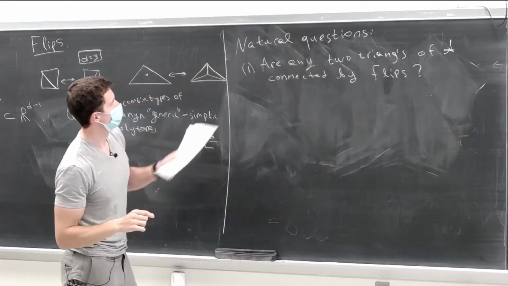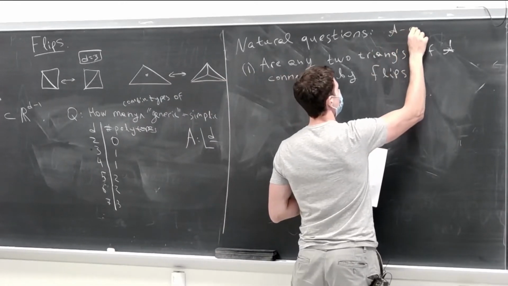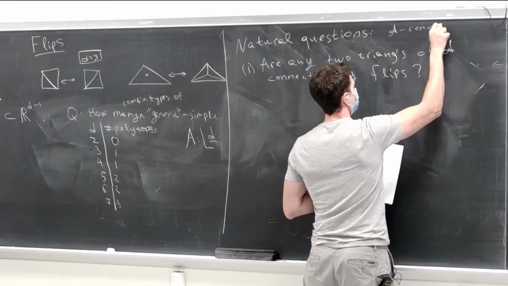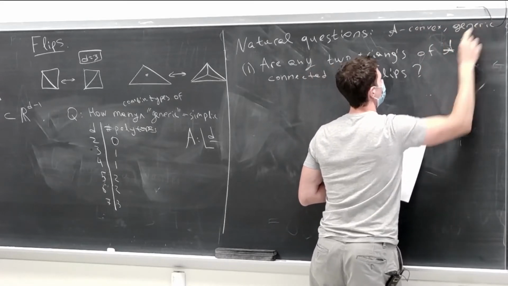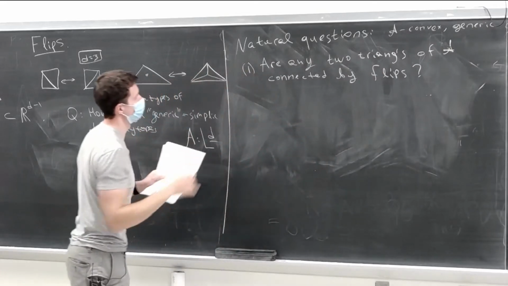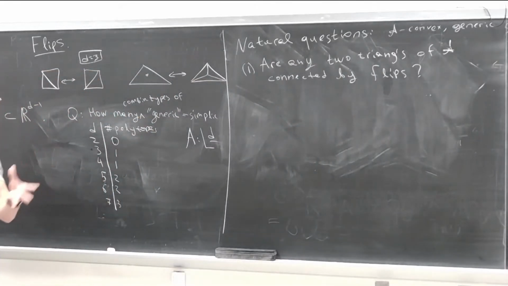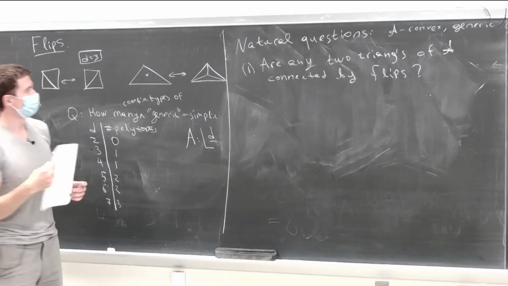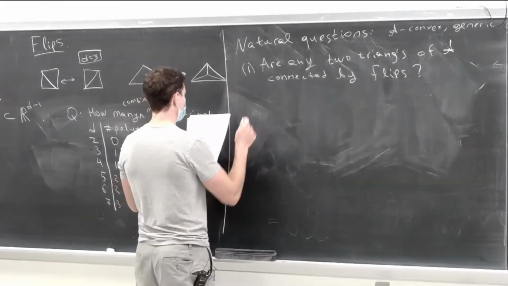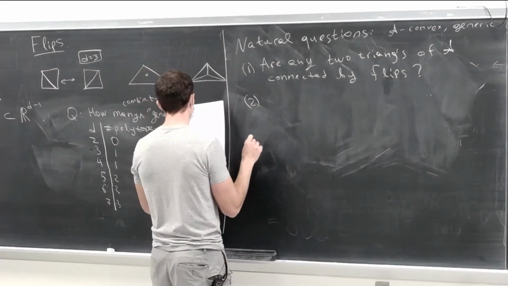And here, let me assume that A is maybe in convex position and generic. Although this is not really important, let's assume that this is true. So you give me any two triangulations of some set of points. Is there always a sequence of flips which connects them together? And actually, we're going to vote on these. So there's going to be 3 questions.